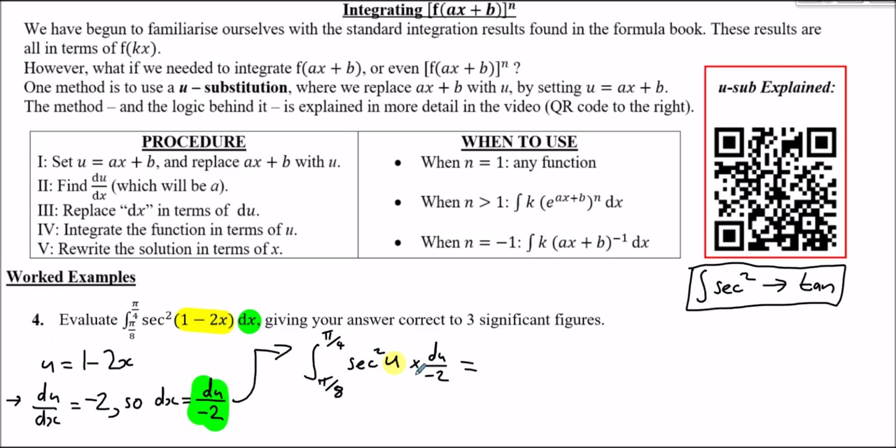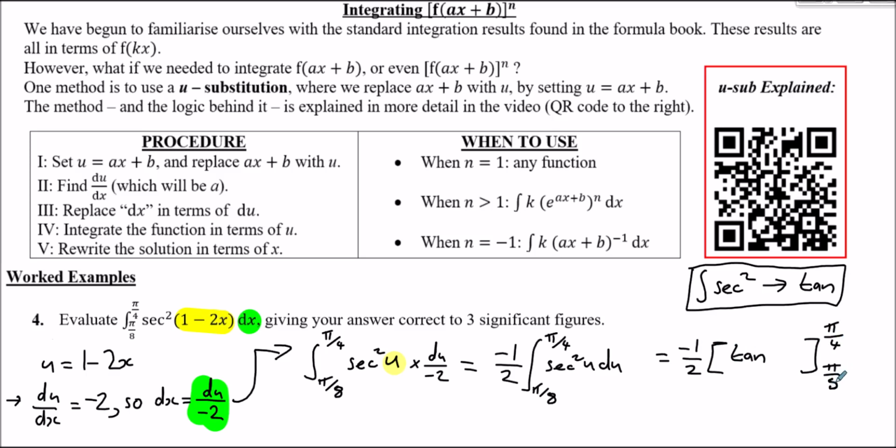Put the minus 2 to the outside, it's a fraction, so it's minus 1 over 2, minus a half, the integral between pi over 4 and pi over 8 of sec squared u du. Now, sec squared, like I say, goes to tan, and so this is going to be the same as minus a half of tan u in between the limits of pi over 4 and pi over 8.